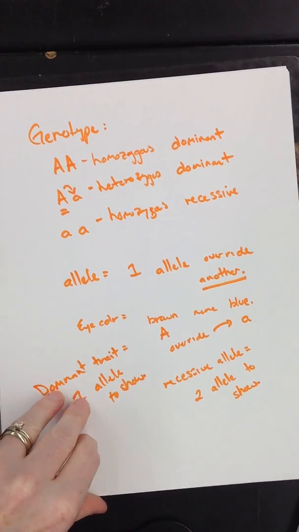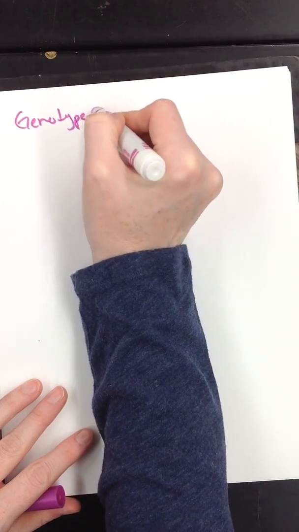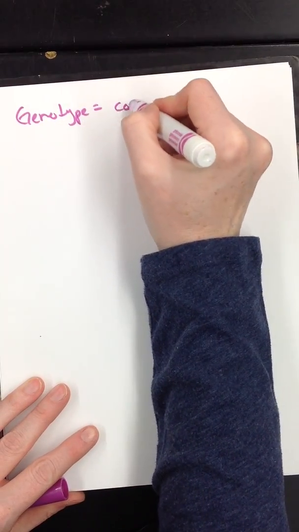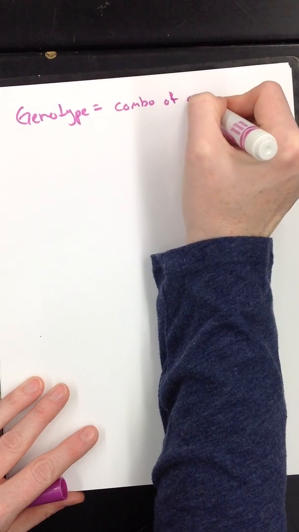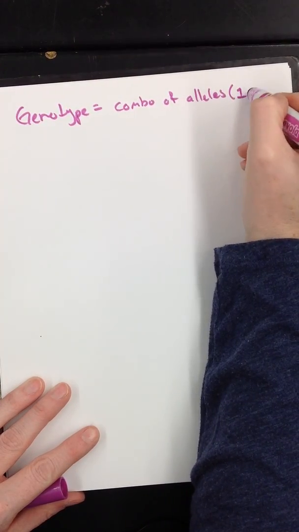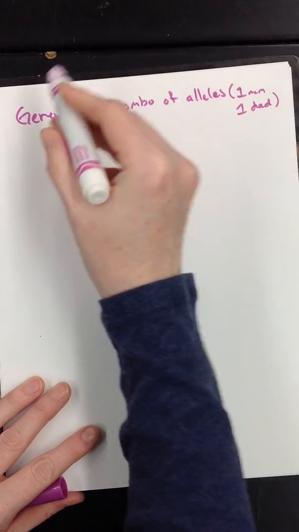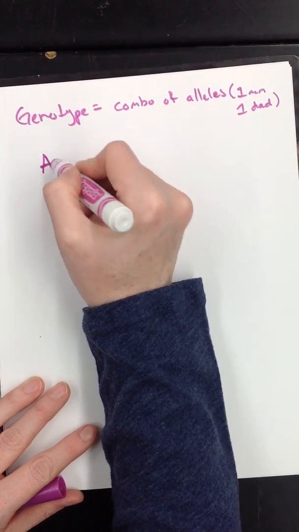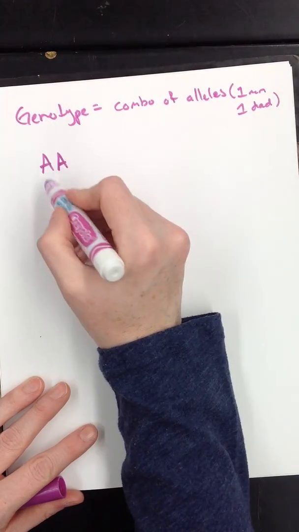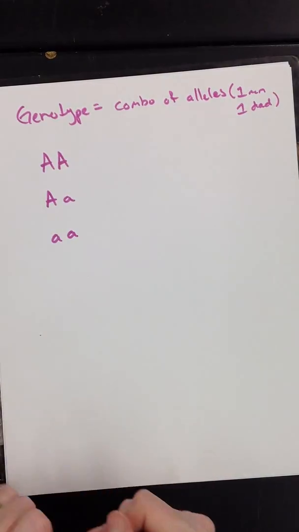And so, just to sum up, let's go back through all the words, right? When we talk about a genotype, it's just the combo of alleles where you get one from mom, you get one from dad. And so my genotypes are either going to be big, because I get one from each parent, or I can have a big and a little, or I can have a little and a little.